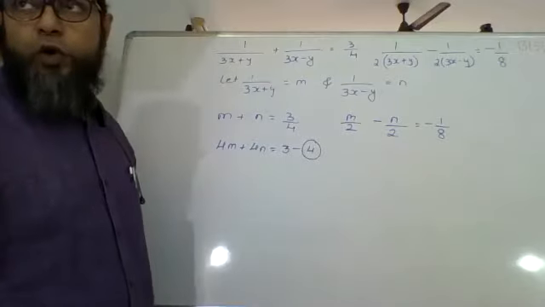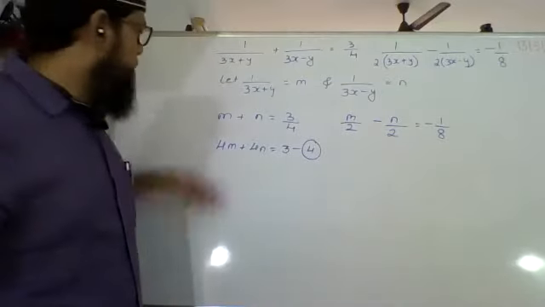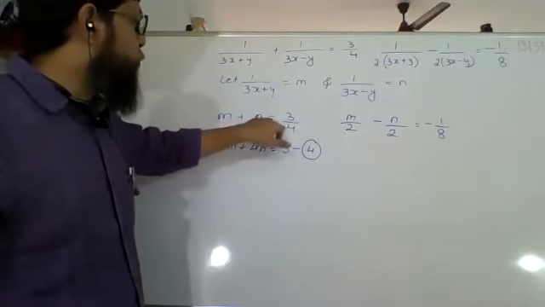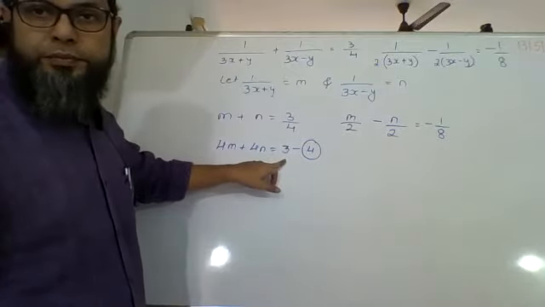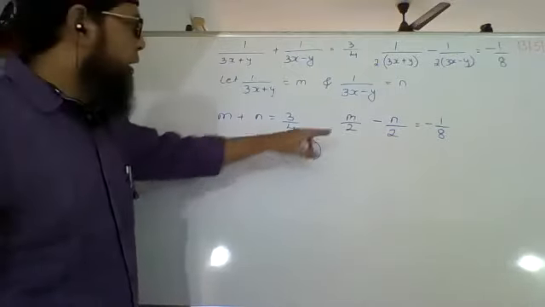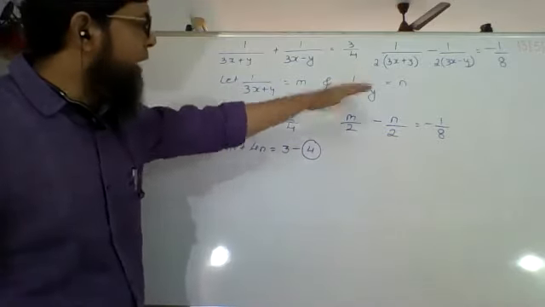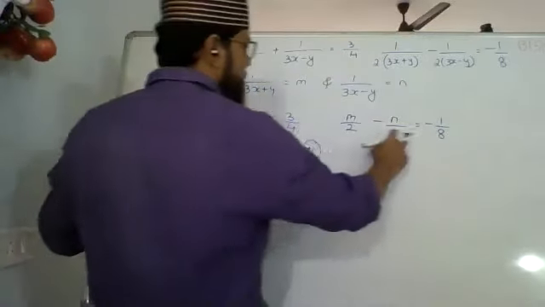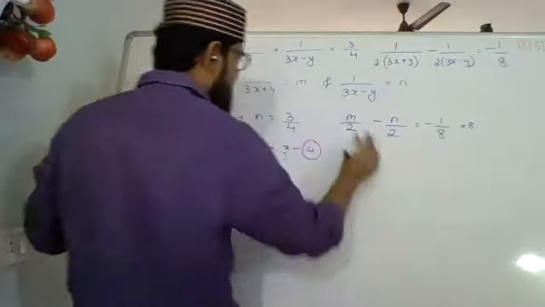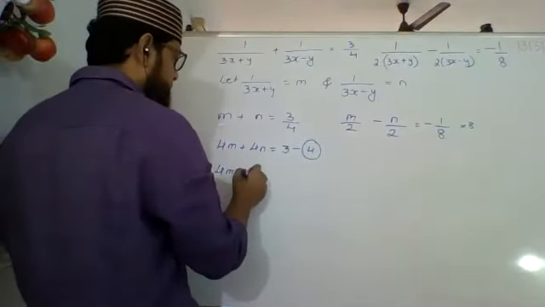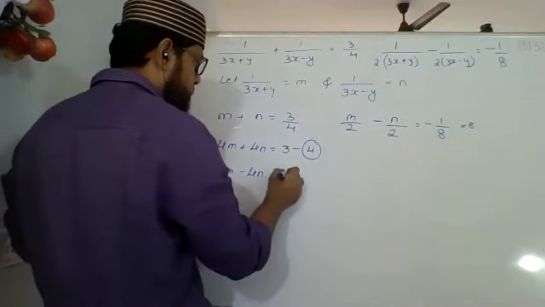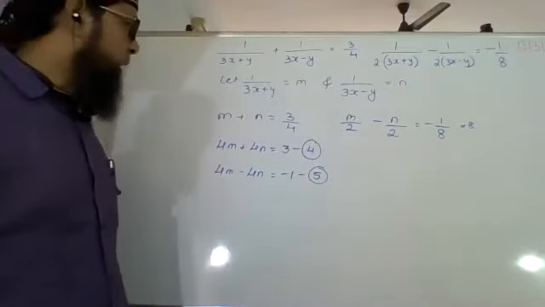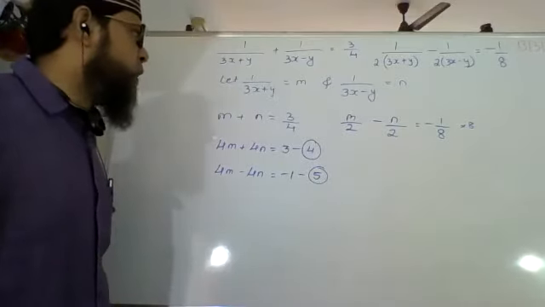4m plus 4n equals 3. Because if I multiply by 4, 4 into m is 4m, 4 into n is 4n, 4 into 3 upon 4, 4 and 4 will cancel, equals 3. Clear? This I don't want to. In fact, I'll multiply by 8. वो नीचे का 8 मुझे हटाना है. So I'll multiply throughout by 8. If I multiply this equation by 8, I'll get again 4m minus 4n equals minus 1. This is my fifth equation. 4m minus 4n equals minus 1.